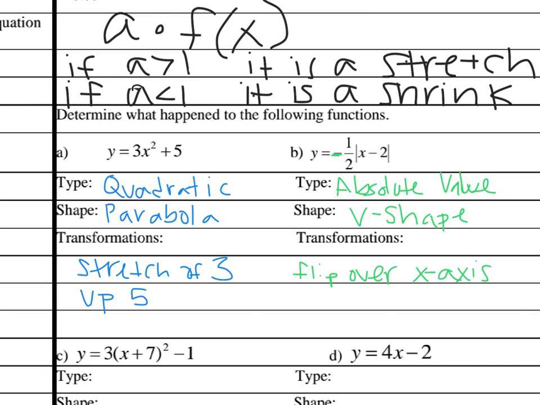And then we see this 1/2 out front. That's our a value. And 1/2 is less than 1, so we have a shrink of 1/2. Lastly, we have x minus 2 inside the bars, which tells us our graph moved right 2. Right 2.